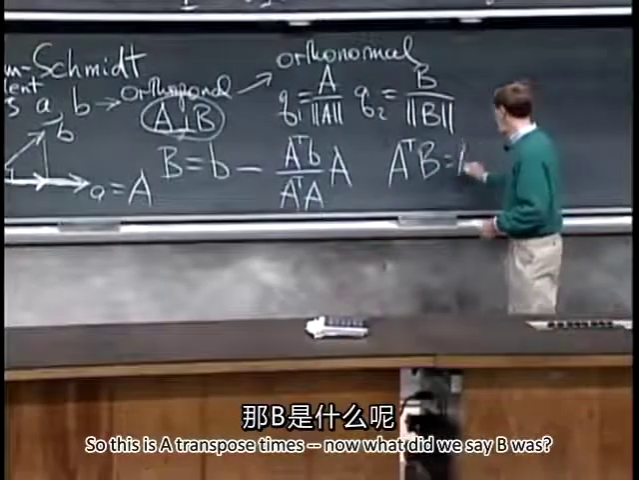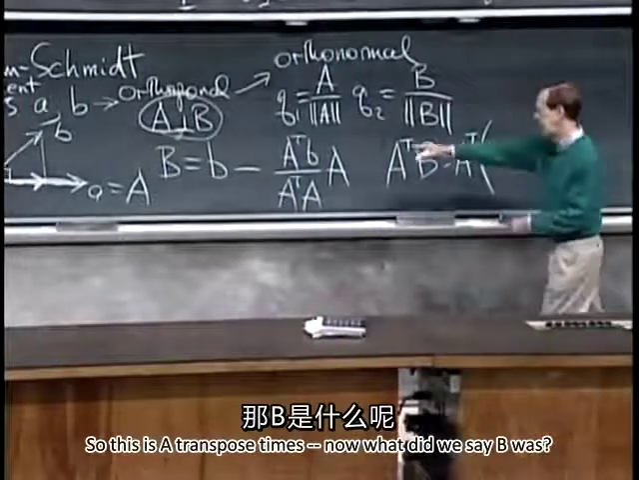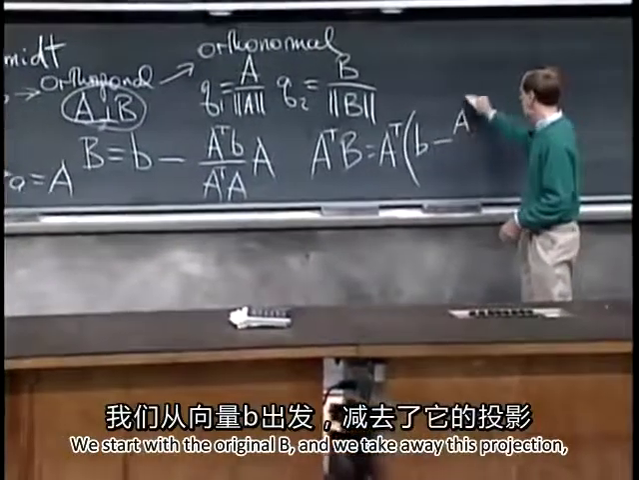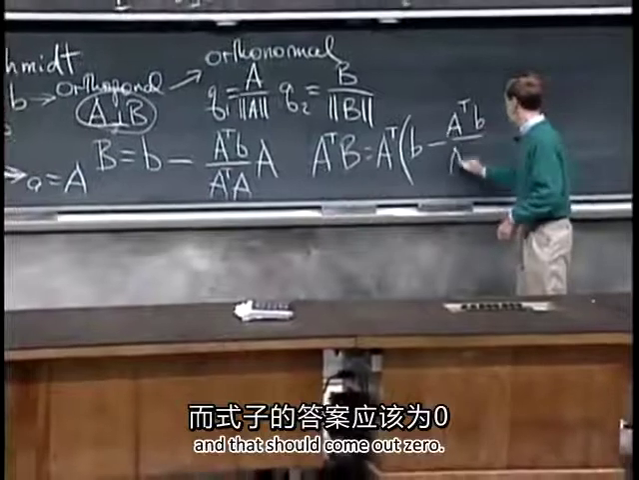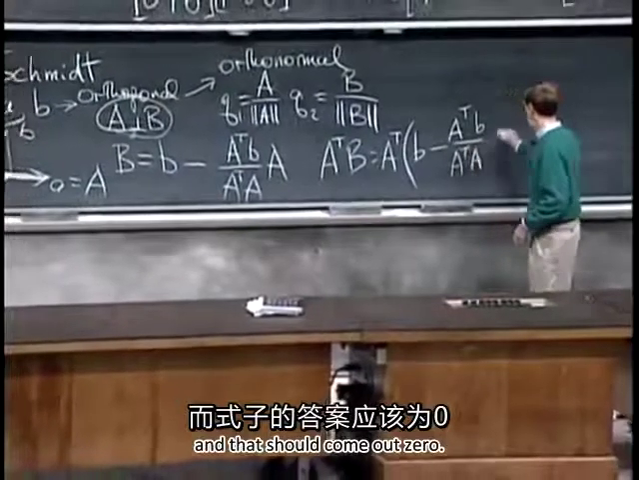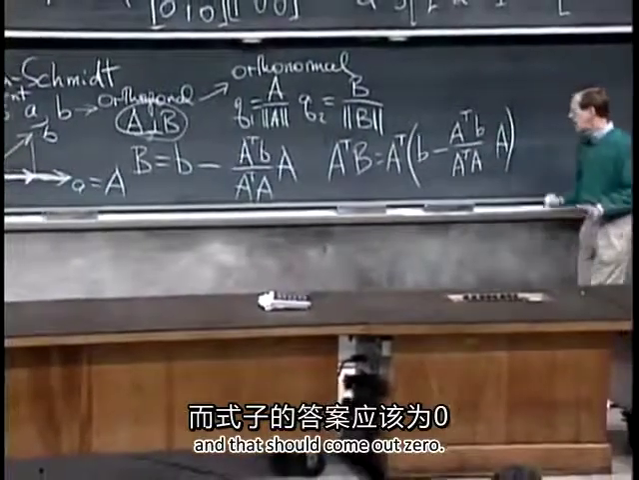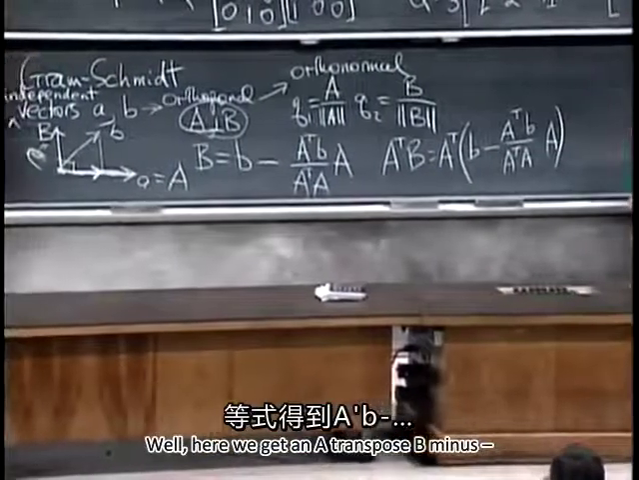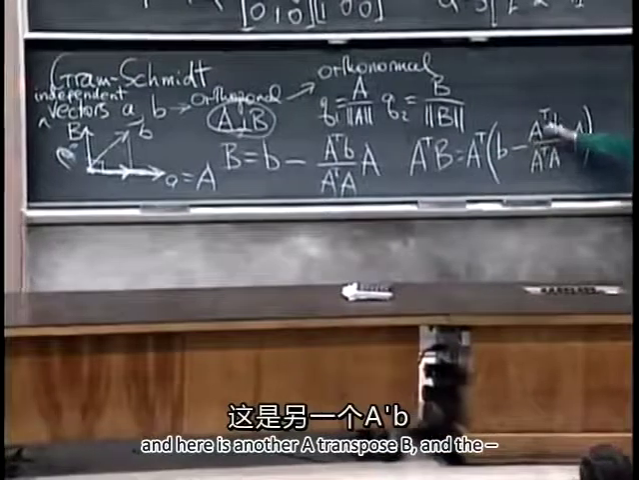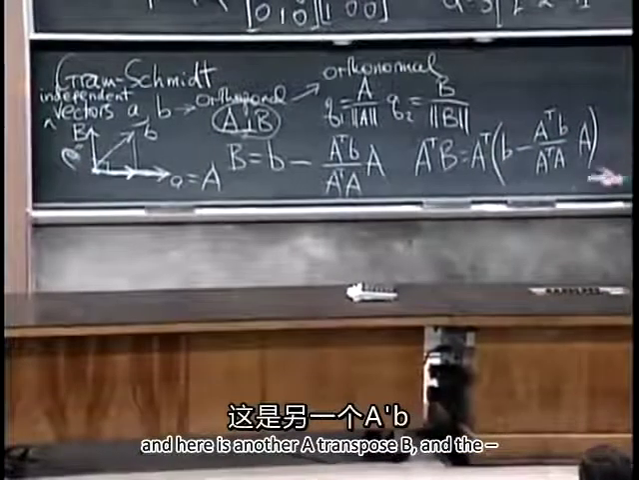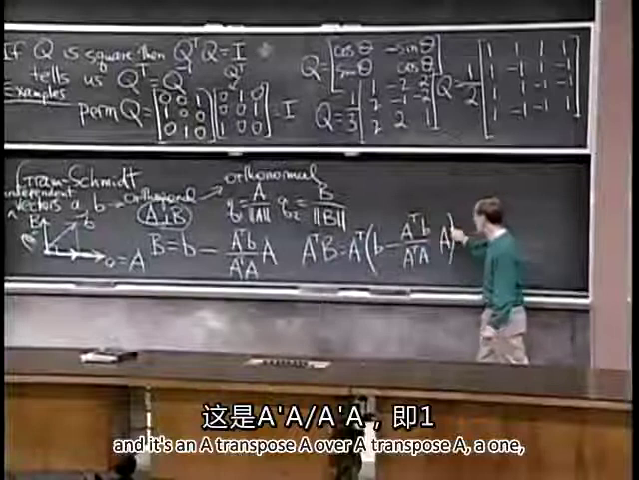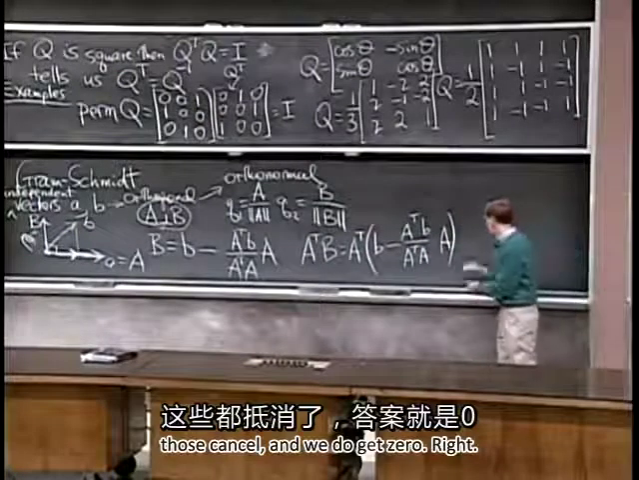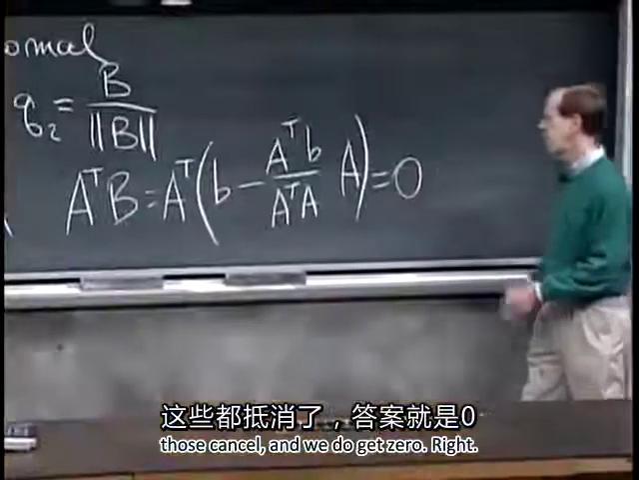So this is A transpose times, now what did we say B was? We start with the original B, and we take away this projection, and that should come out 0. Well, here we get an A transpose B, minus another A transpose B, and it's an A transpose A over A transpose A, a 1, those cancel, and we do get 0. Right.